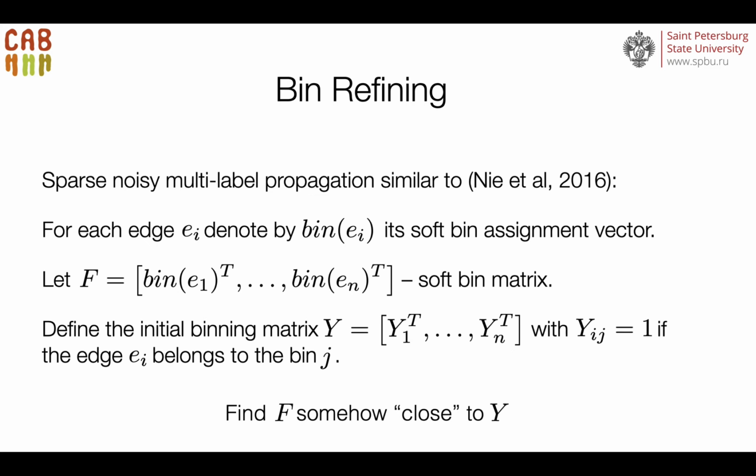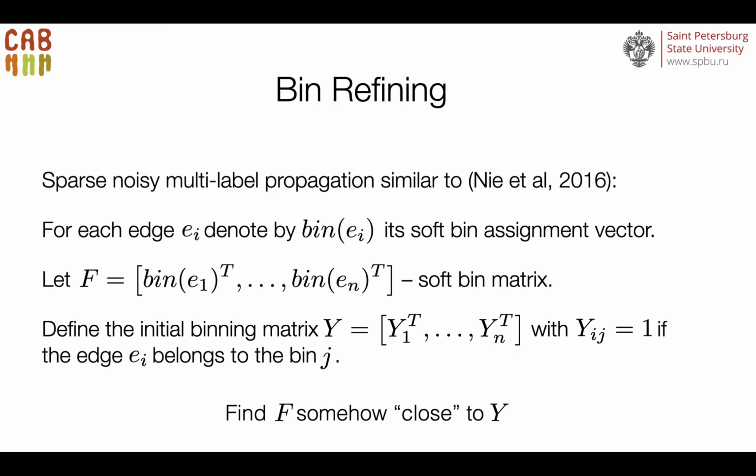BinSPreader uses the so-called sparse, noisy, multi-label propagation framework, similar to what is used for community detection in social networks and similar graph clustering approaches. So essentially, the whole idea is to attach to each edge its soft bin assignment vector containing the weights, or rather, I would say probabilities, whether the particular edge belongs to the particular bin.